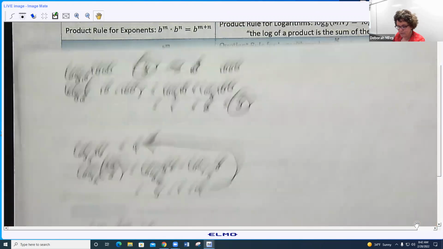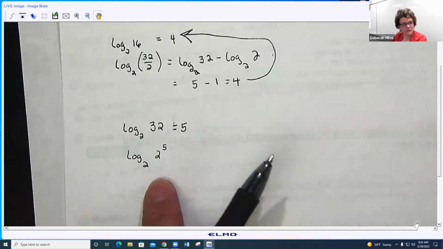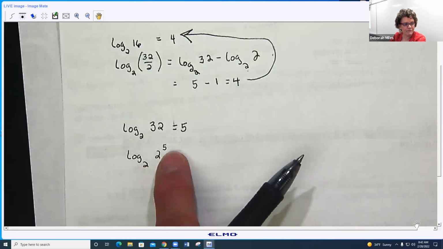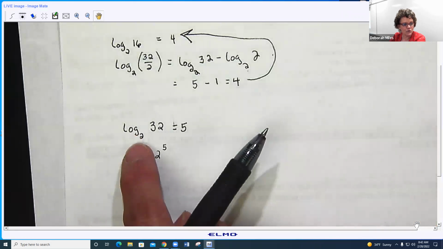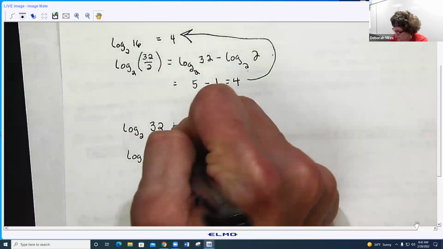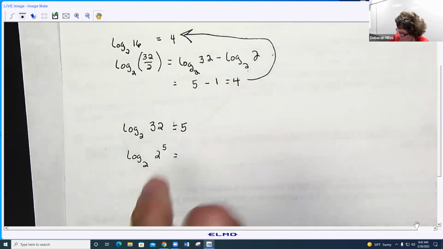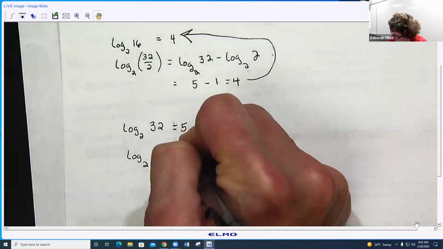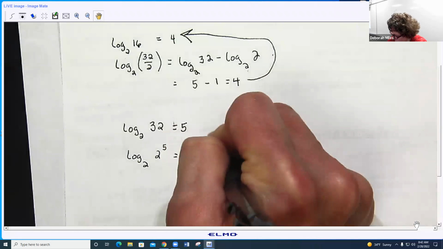And to show you that that works, I've written this problem a different way. Log base 2 of 2 to the 5th is the same thing as log base 2 of 32. But if that third property works, I can say log base 2 of 2 to the 5th is the exponent times the log.